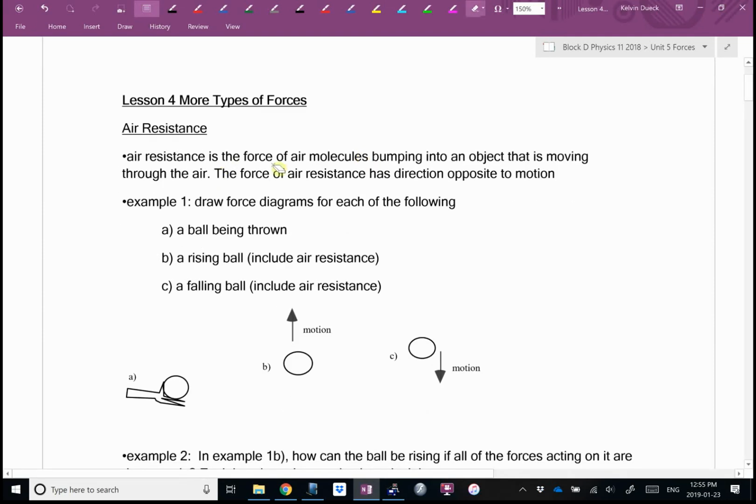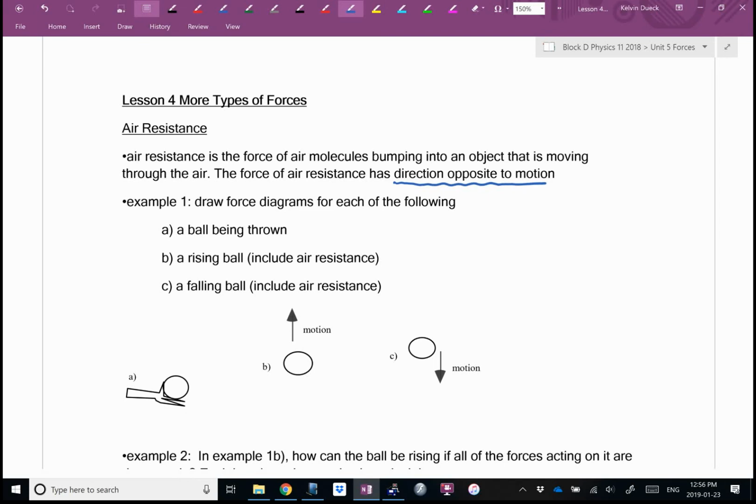So air resistance is the force of air molecules bumping into an object that is moving through the air. By the way, the fact that when you move your hand you can feel a force, it also tells you that air must have mass. Because F equals what? If we can apply a force, it's got a mass. Here is the key idea. The force of air resistance is always in the direction opposite to motion. So if you're asking what direction is the force, which way are you moving? It's in the opposite direction.